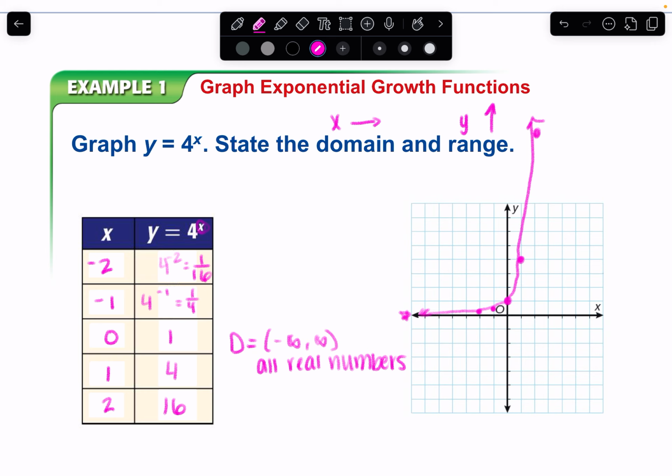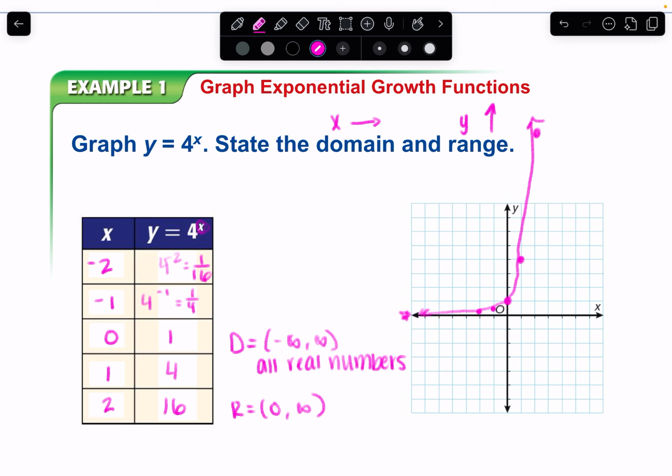The -infinity, +infinity is something that you will more so see, especially as you get higher into your math classes. Then your range. So the lowest that your graph is going to go will be to 0. It's not going to go below 0 at all. So it's going to go to 0, not touch 0, but close to it. And then it will continue to go up to infinity.